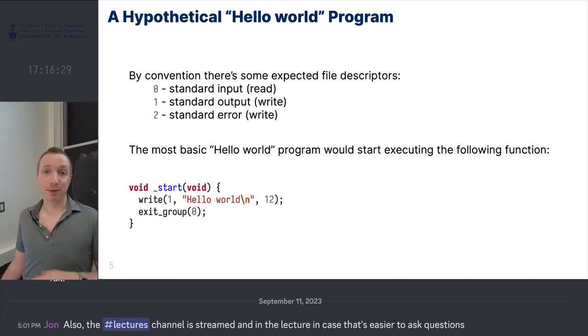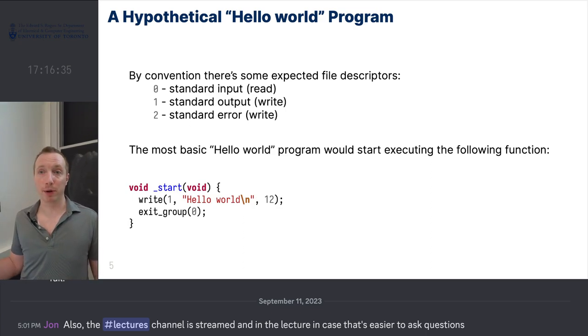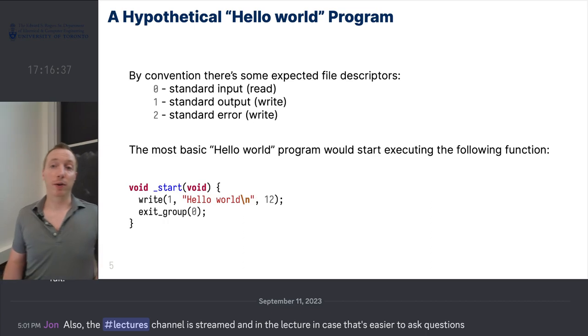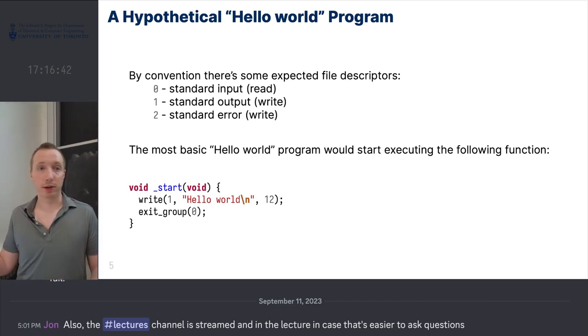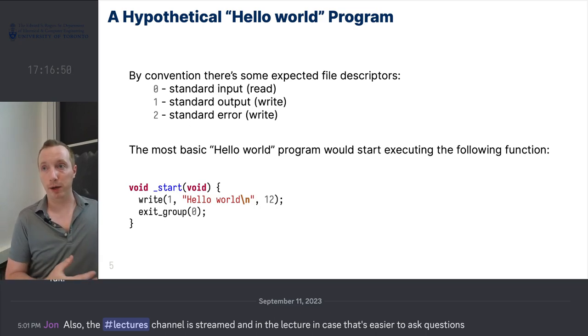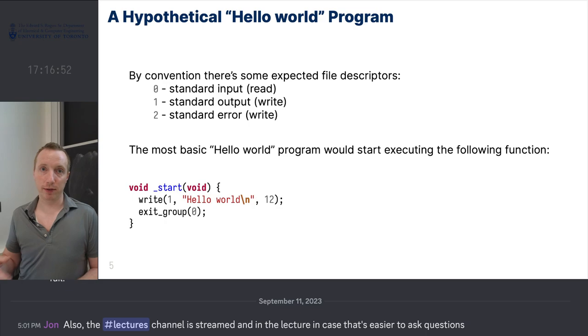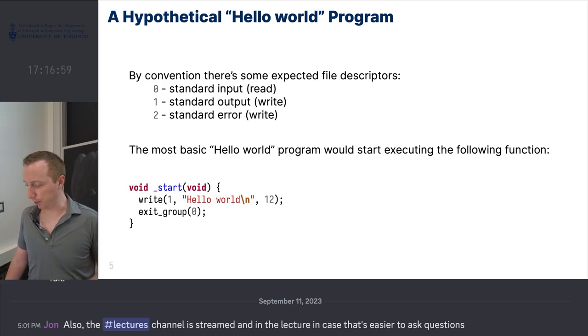By convention, file descriptor 0 is supposed to represent standard input, which is a file descriptor you can read from or get information from. So when you wrote your C application in 105 and you took input from the user, if it was running on Linux or macOS, it was using file descriptor 0 to read that information from the user, and your operating system handled getting all the information out of it. But at the end of the day, it was file descriptor 0.